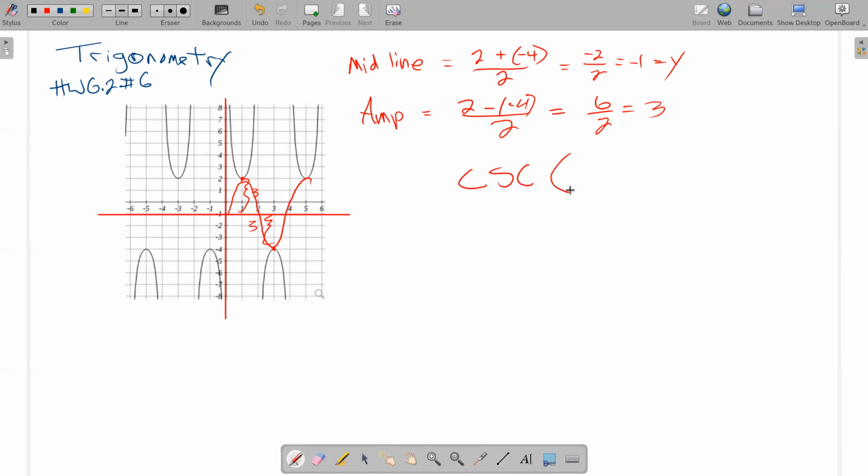Oh, we got to adjust the period. I almost forgot to do that. So we're going to have a period adjustment times x. We got to figure out what that is. It is shifted down 1, and it is 3 times stretched y-wise. So for the period, this repeats itself in between these two vertical lines, from here to here. So what is that? A distance of 4. So this has a period of 4.